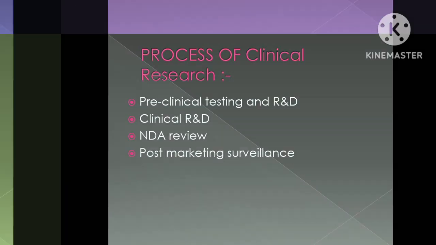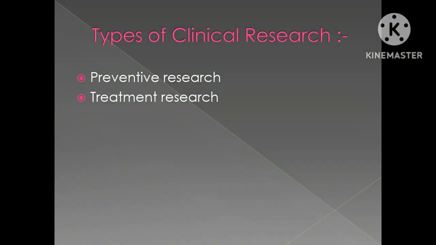Now, types of clinical research. There are two types of clinical research: preventive research and treatment research. Preventive research aims to reduce the risk of disease. Example: cessation of smoking reduces risk of lung cancer, and another is using HPV vaccine to prevent cervical cancer.